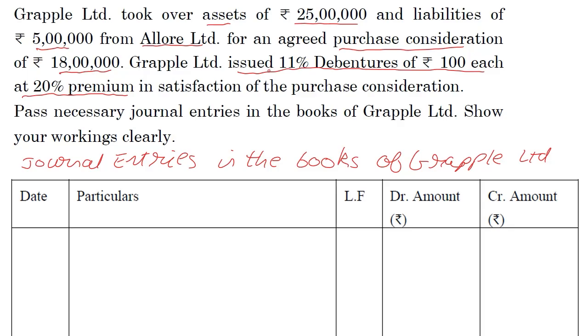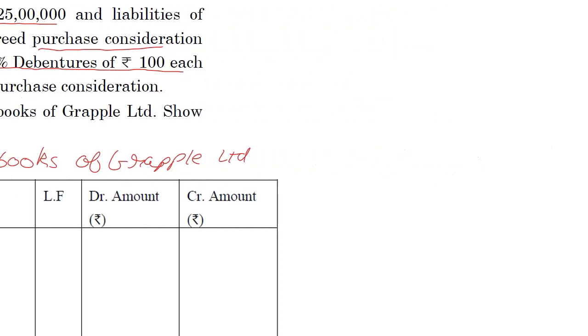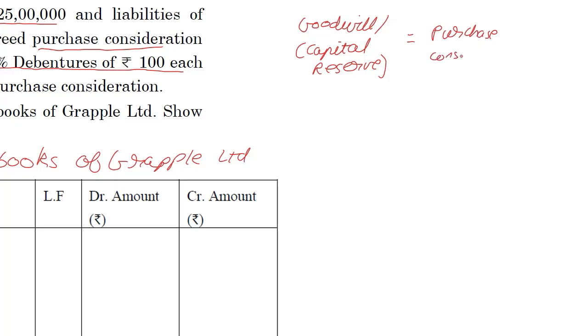Before we can start with the journal entries, the first thing we need to do is decide whether it is goodwill or capital reserve. The formula: if the result is positive, it is goodwill; if this equation gives us a negative answer, it will be capital reserve. Goodwill or capital reserve is equal to purchase consideration minus net assets.